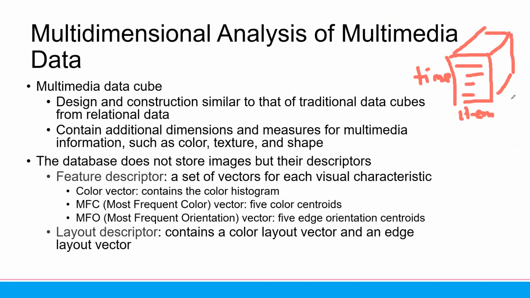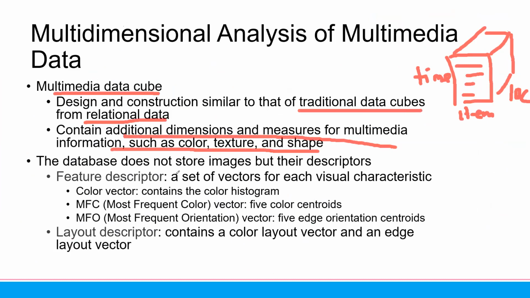And we can also consider the location. If it is sales in the US, then you can have the location USA. If it is sales located in Korea, then you have another country named Korea. This is the traditional data cube. So in multimedia, we can also make this kind of data cube. It is similar to relational data, and it contains additional dimensions and measures for multimedia information, for example, texture, color, and shape.